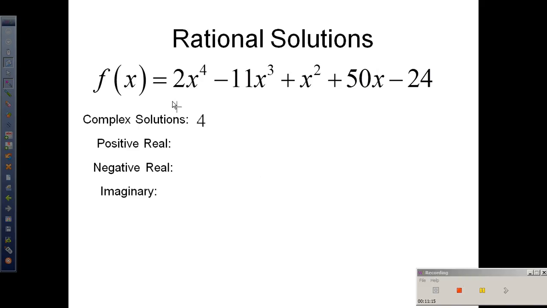So now, this is a positive. This is a negative. This is positive. That's the second one. Positive, negative. So how many sign changes are there? Well, there's positive, negative 1, negative, positive 2, positive, negative. There are 3, which means there are 3 or 1 positive real solutions.